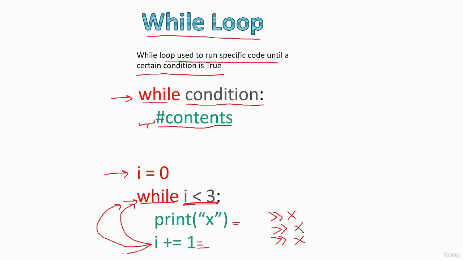Now it will go to the beginning again. Now i is equal to 3. So now i is not less than 3. So the condition is false. Therefore Python will not run this code. Then it will terminate the while loop.